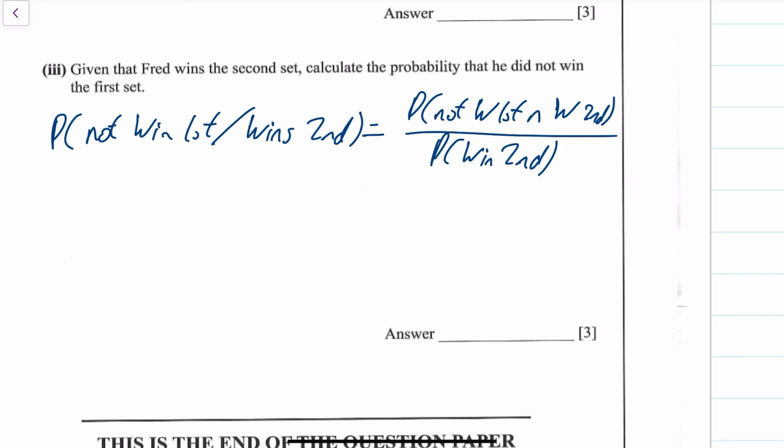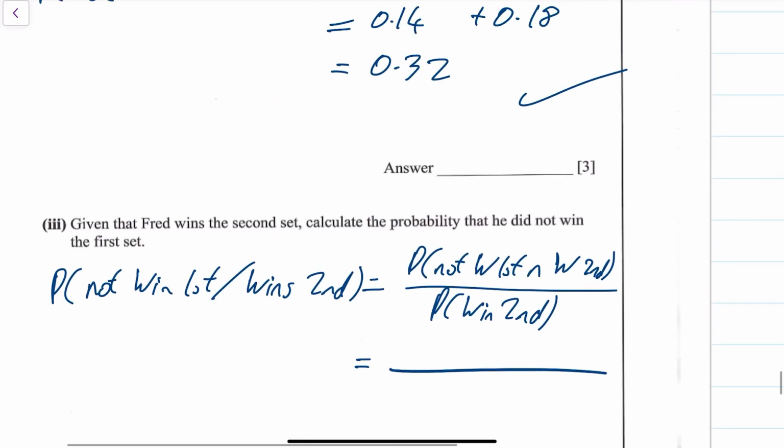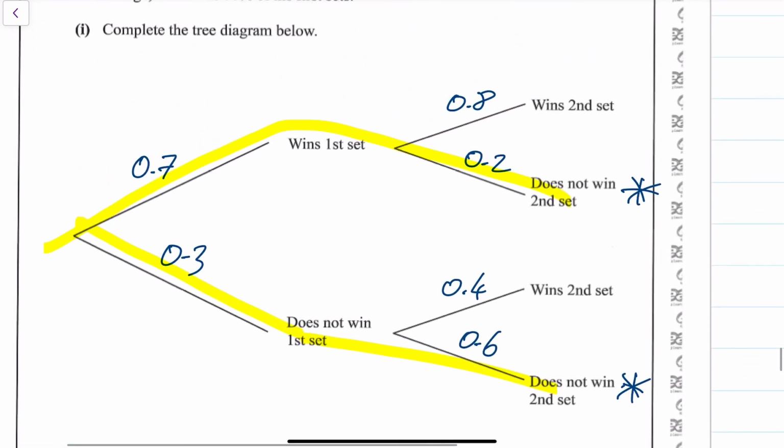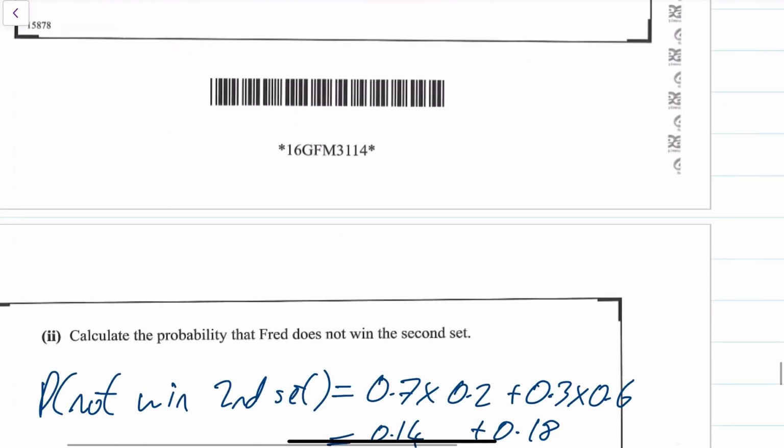Now, quite often, one of these things you've already done. So probability wins the second is going to be, so we've sort of done the first bit. Let's look at the top line here, apologies. Not wins the first and wins the second. So let's go back to our diagram. Not wins the first, doesn't win the first, and he wins the second. So that's going to be this branch here. Okay, that's him not winning the first and winning the second.